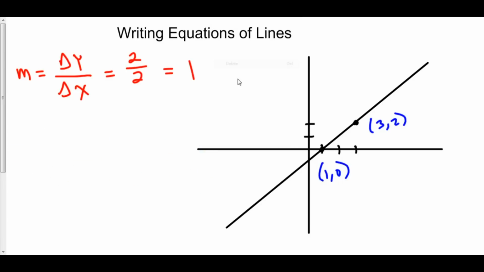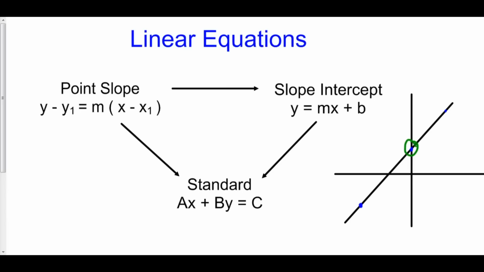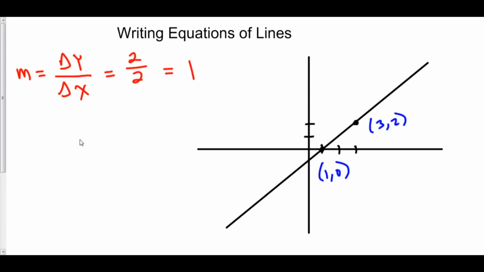Now what can we do next? Well, we have 2 points, neither of which, of course, is the y-intercept, which is why slope-intercept form often fails us. We have 2 points, and we have the slope of our line. Well, in other words, we have a point and a slope. We can use point-slope form, which is y minus y1 equals m times x minus x1.